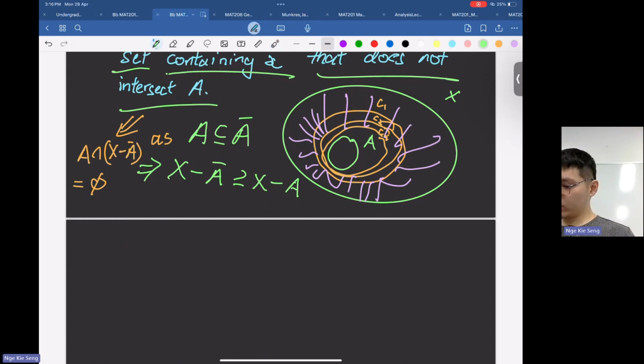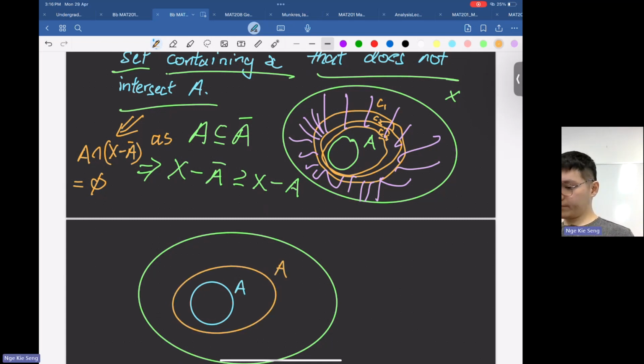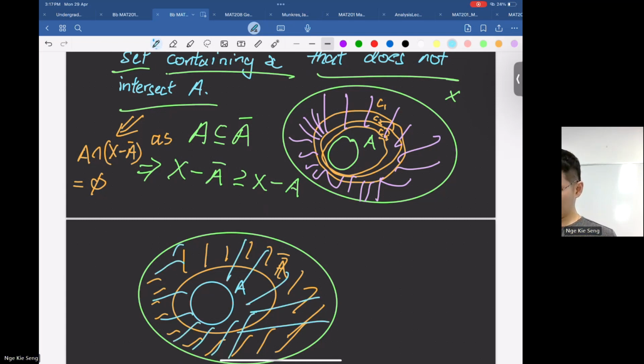So let's quickly see through a Venn diagram. Let's say we take this A, then we take this A bar. X takes away A bar as well. Let's just keep this orange with orange. And then X takes away A, this one. So who is contained in whom? X minus A, X minus A bar. Right, everything in the orange one is in the blue one.